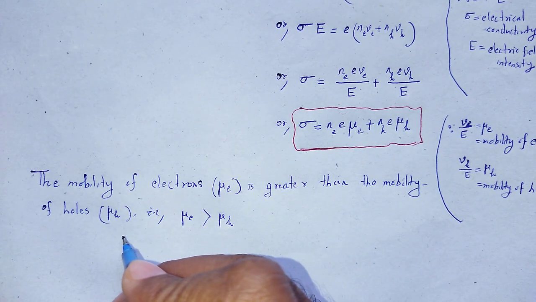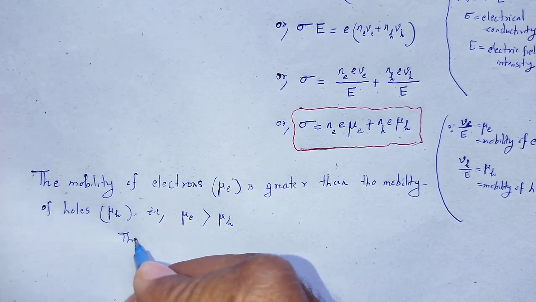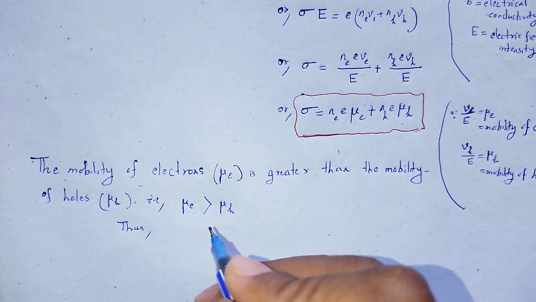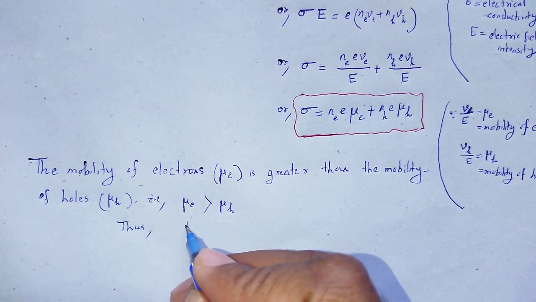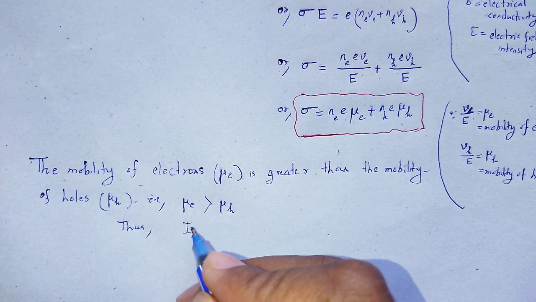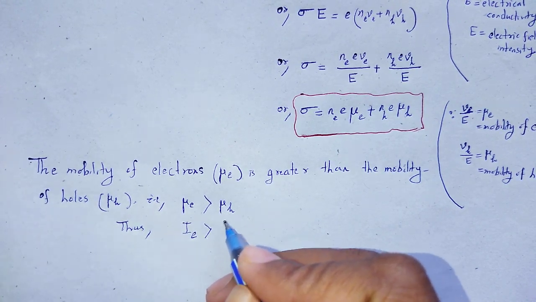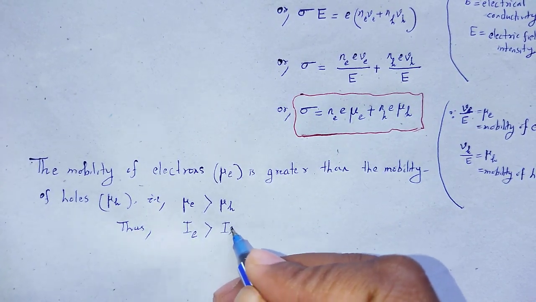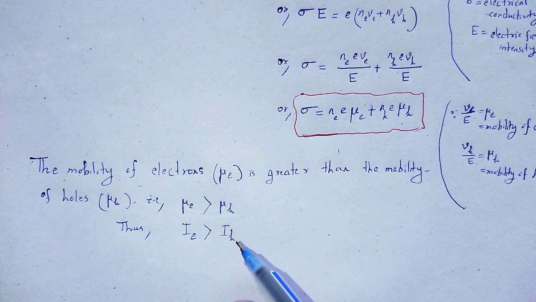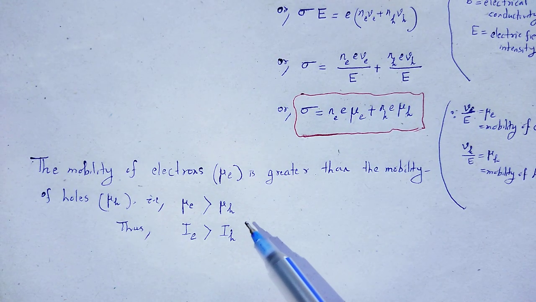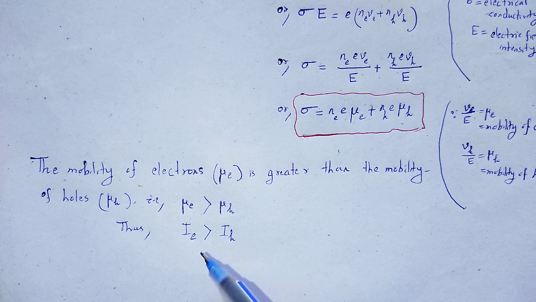Therefore, thus the current due to that of electron is also greater than that current due to the holes, as current is related to that of mobility factor. Current of electron is greater than that of current of holes.